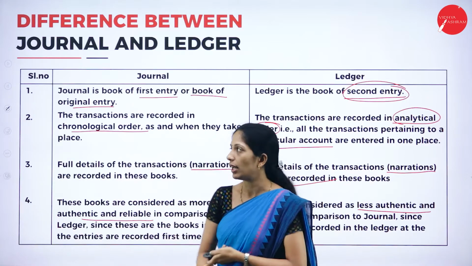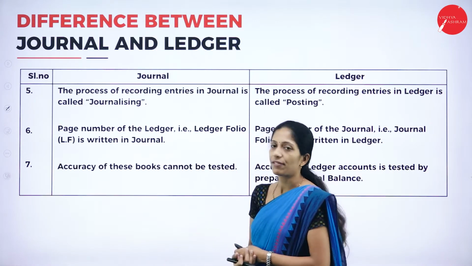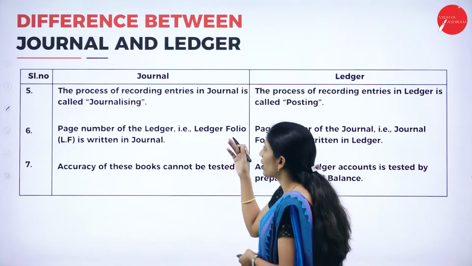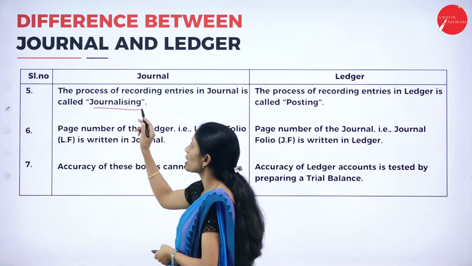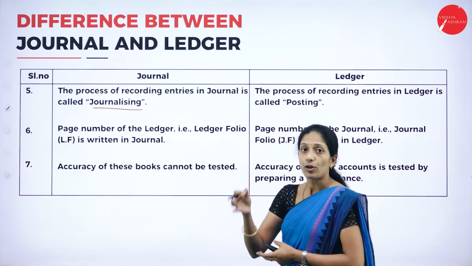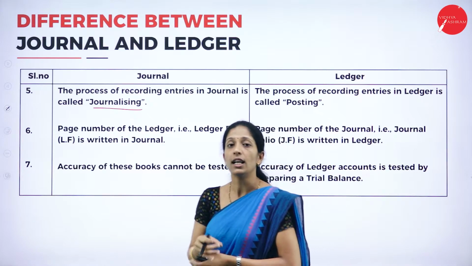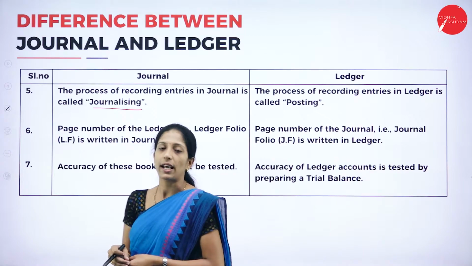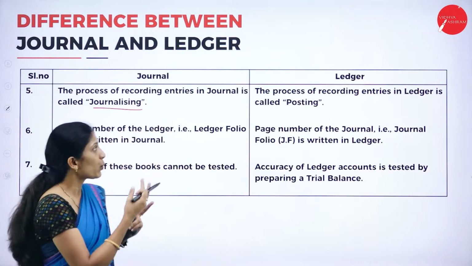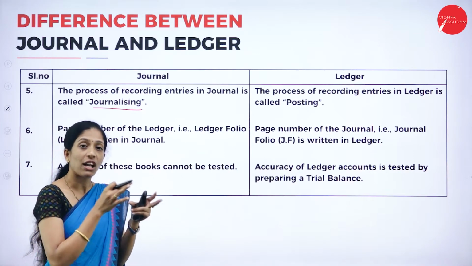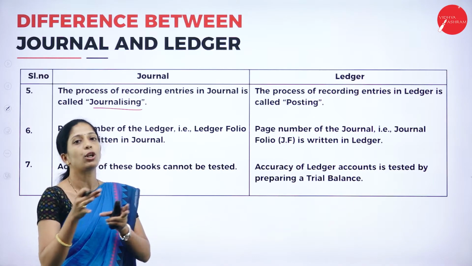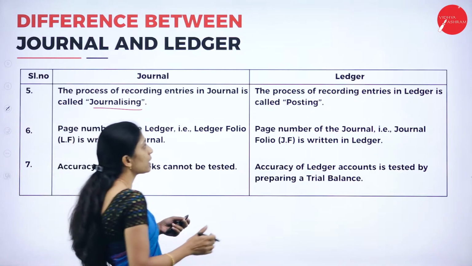Next difference is that the process of recording entries is called as what? Journalizing. The process of recording the transactions in a chronological order one by one in journal is called as what? Journalizing. But what about ledger? The process of transferring the entries from journal to ledger, that is called as what? Posting.